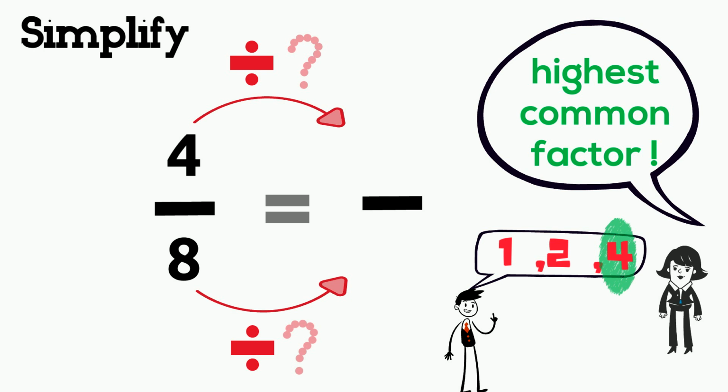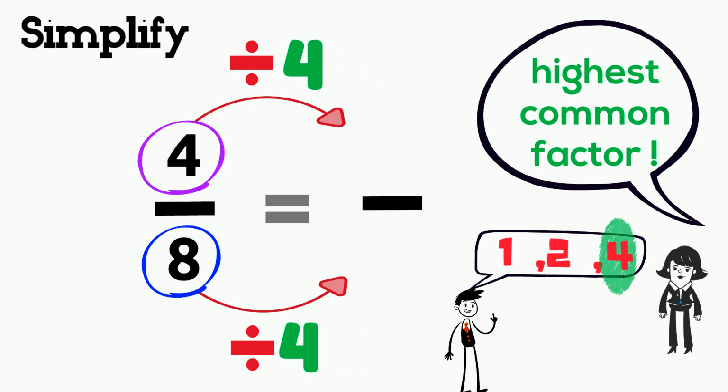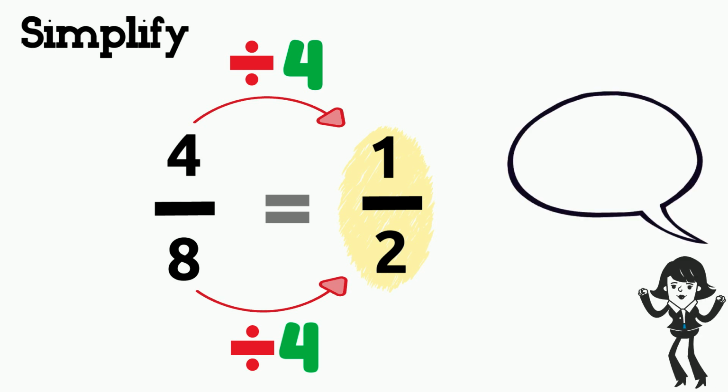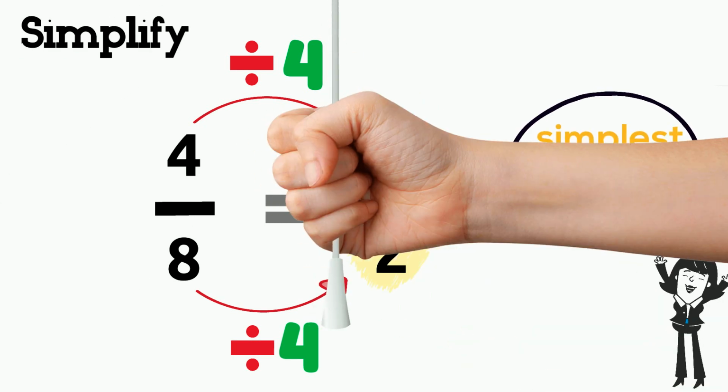It's 4. Now we divide the numerator and denominator by the common factor of 4. Numerator 4 divided by 4 is 1. Denominator 8 divided by 4 is 2. We found that 1 out of 2 is the simplest form of 4 out of 8.